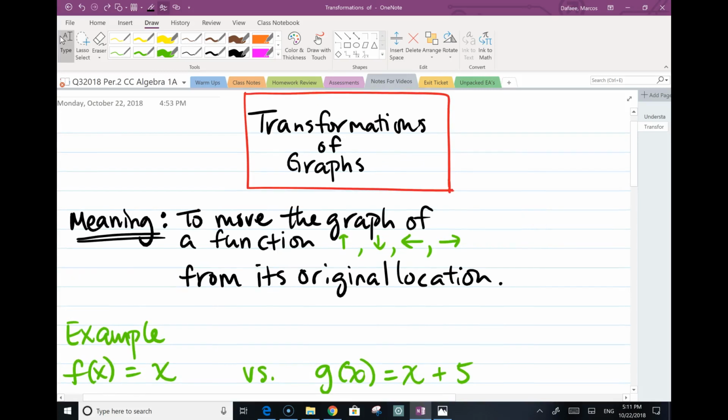Hi everybody, in this video I'm going to talk about how to transform basic graphs of linear functions. In order to understand how to do this, it's important to know that to transform a graph means, in its most basic sense, to move a graph either up, down, left, or right from its original location. And that the original location of a graph is given by what's called the parent function.